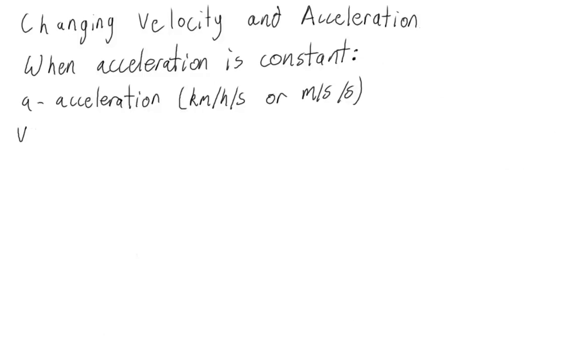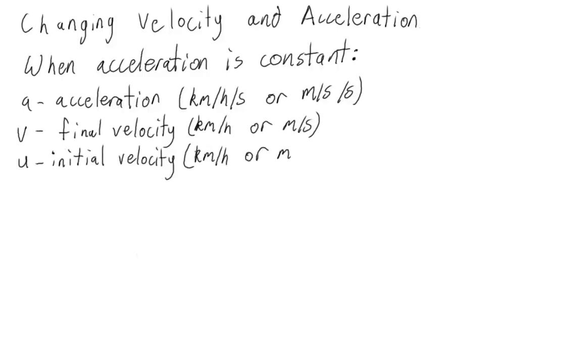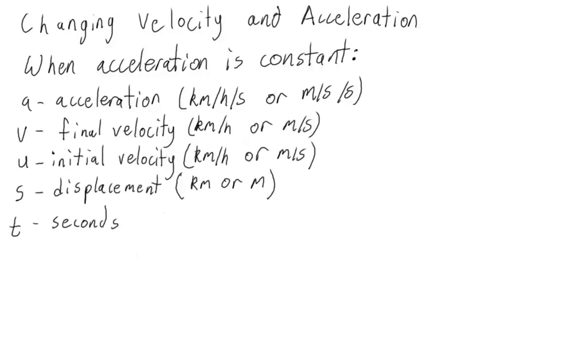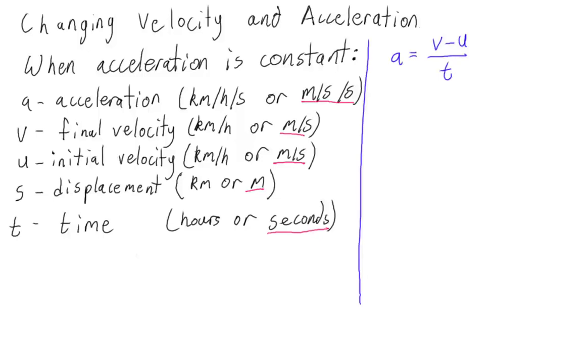For a situation where the acceleration is constant, that means the change in speed is the same amount for each second, then there are 5 formulas which can be used to calculate the acceleration: the initial velocity, the final velocity, the displacement, and the time. They are shown here.